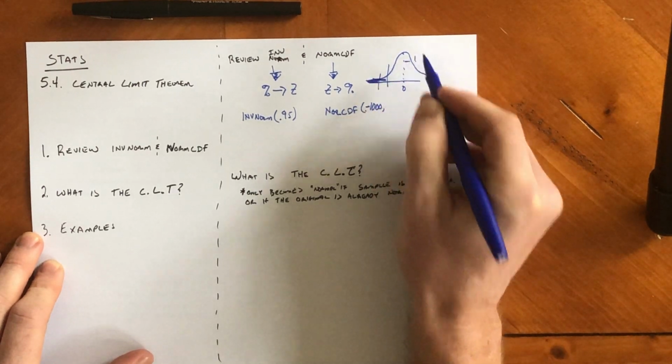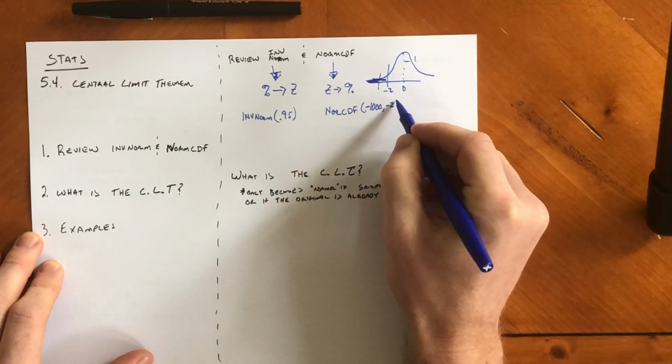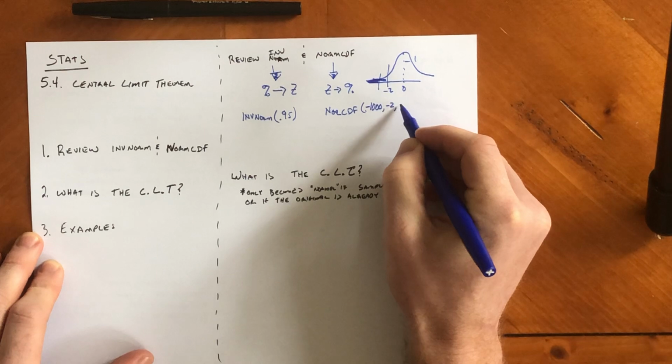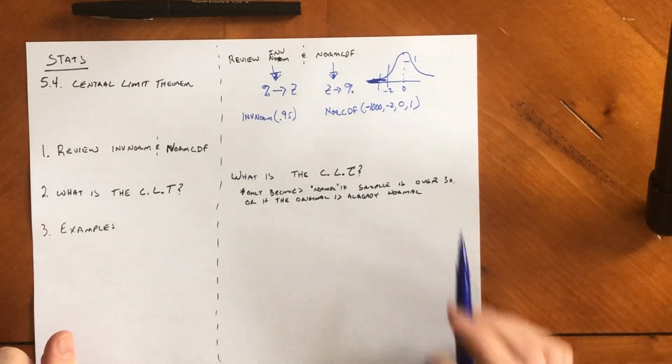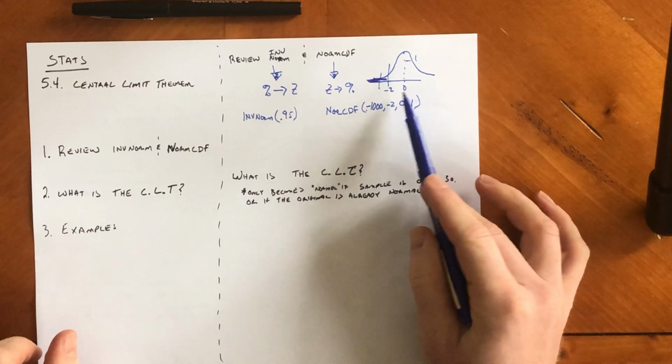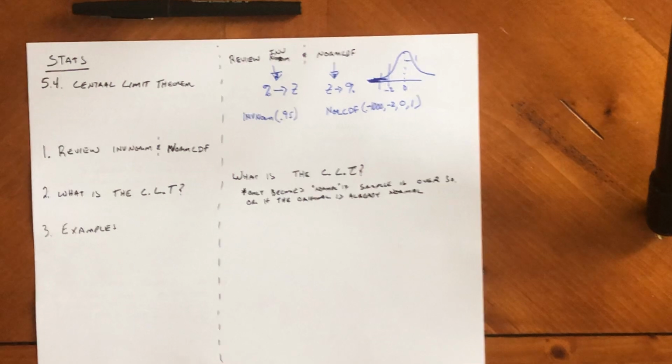So this is 0, this is 1, so this is like -2. And then you would type in your mean, which is 0, and your standard deviation, which is 1, okay? If they gave you these and these weren't z-scores, that would be fine. You would just change your mean and your standard deviation. Same thing for invert norm, okay? All right, central limit theorem.